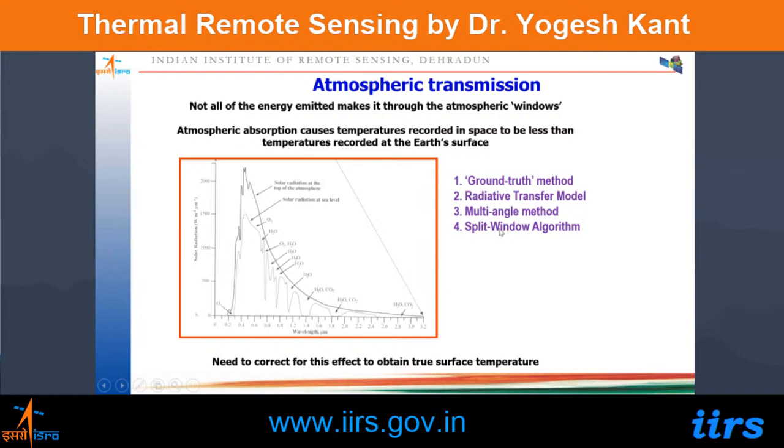The fourth one is the split window algorithm. As the word suggests, what the split window means is we use two wavelengths in the thermal infrared, in the same atmospheric window, and then we measure the brightness temperature in the two wavelengths. Using this brightness temperature we try to average it out, or we try to use different calibration constants to correct the brightness temperature using the split window, using these two wavelengths.